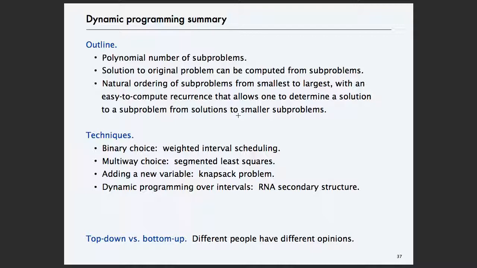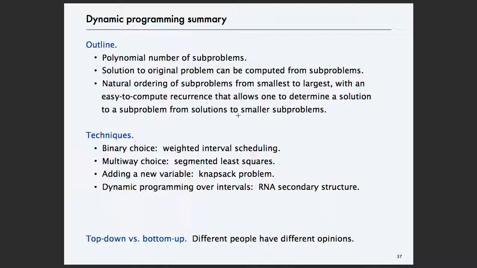Isn't this cool? Quick review. Sorry, I'm taking a minute or two of your life. We end up with a polynomial number of subproblems. The solution to the original problem can be computed from subproblems, and we have a natural ordering of subproblems from smallest to largest, so that we can compute our table.